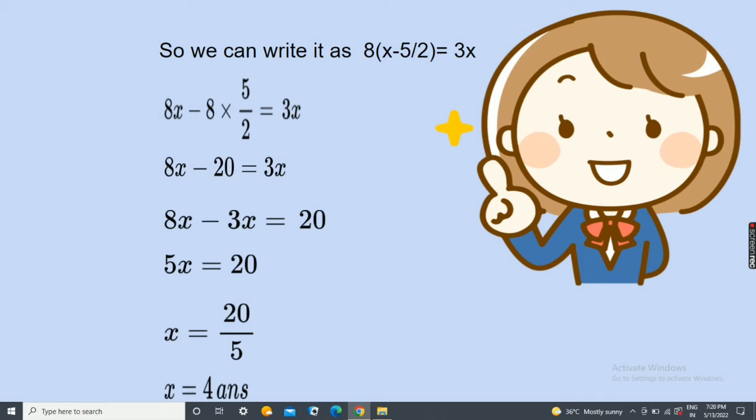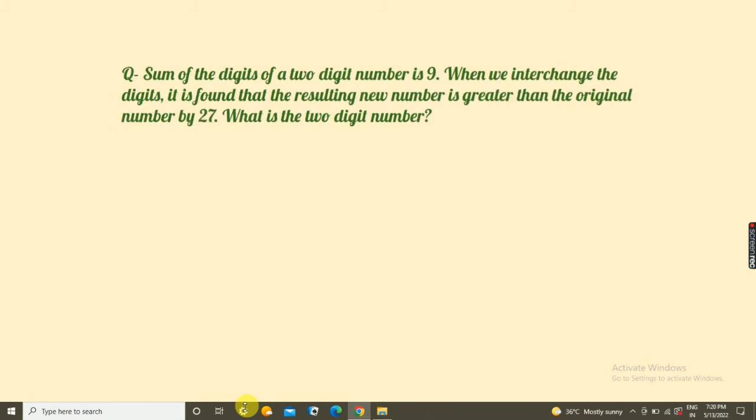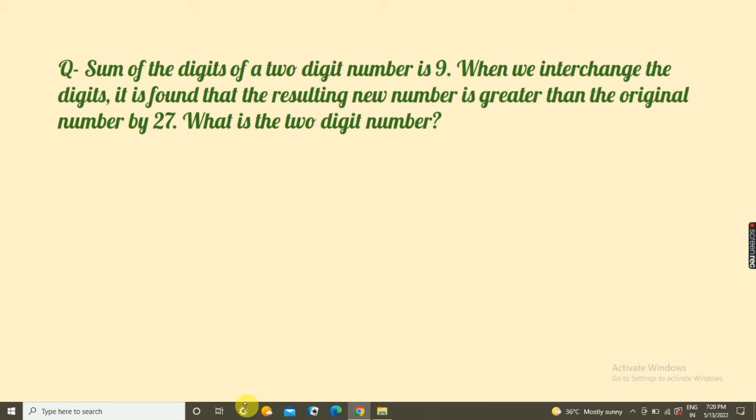So, this is the way we found the number that Amina has thought of. Isn't it great? Yes, Amina has thought of the number 4. And we found the answer from all those clues she gave us. Now let us move on to our next problem.